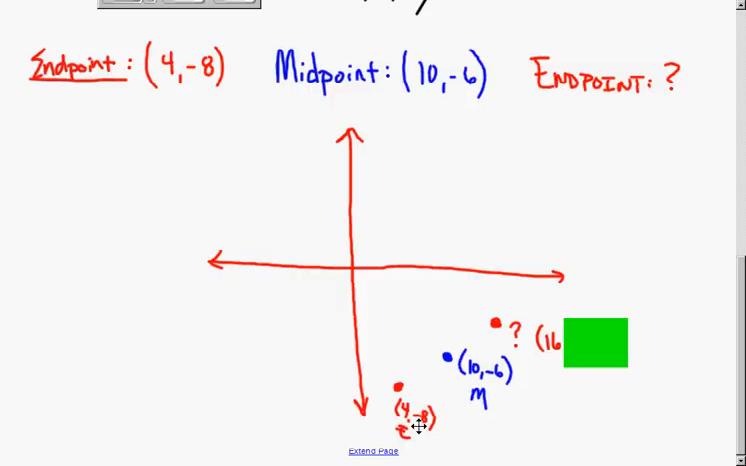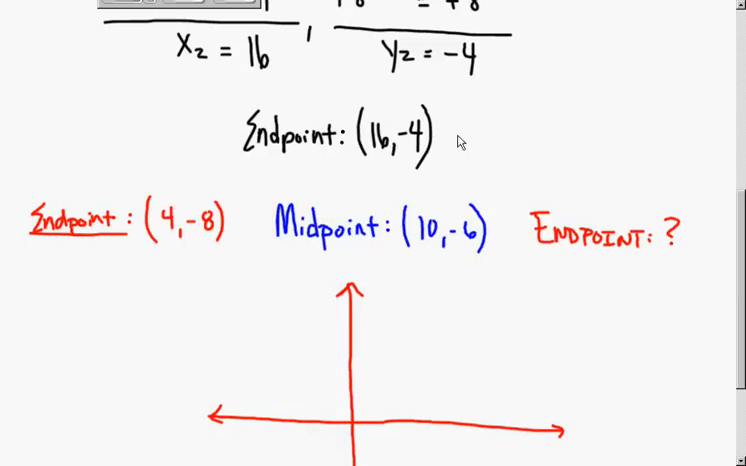Your y value, negative 8, well, we go from negative 8 to negative 6. So it's increasing by 2. So from negative 6, increased by 2, we should come up to a negative 4. So both ways, you could do it from a graph, or you could solve algebraically like we did above.